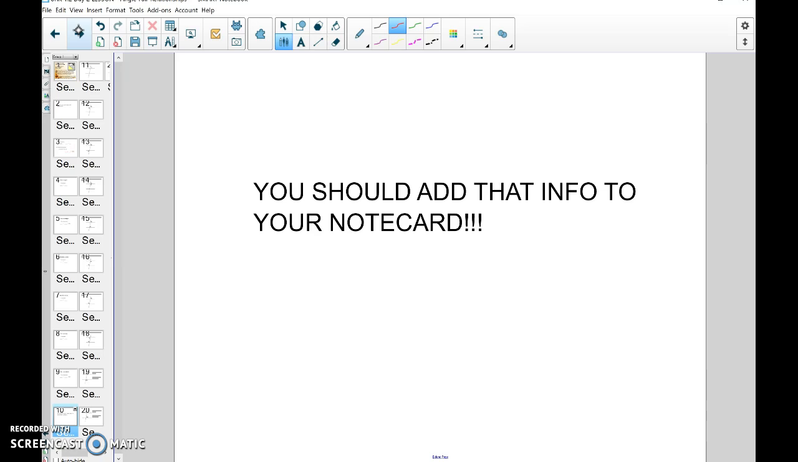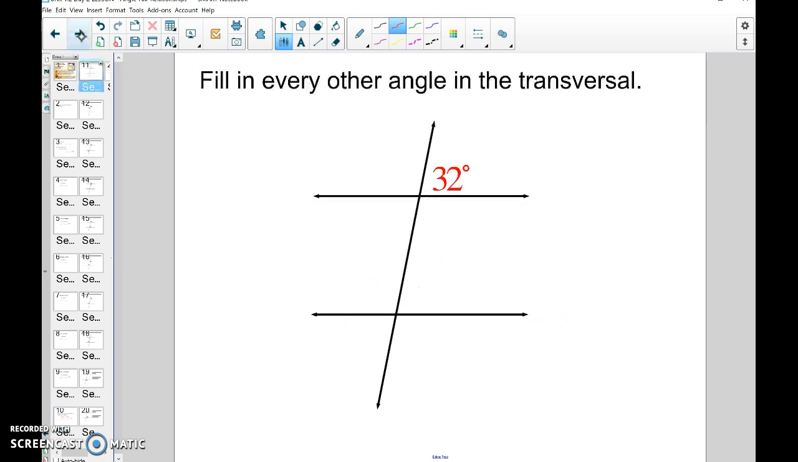So that bright neon colored note card, you should put on there either the word congruent or maybe the abbreviation like that, or supplementary depending on what it is, and then the little template. So those two pieces should be added to your note cards for each type of angle. All right, let's dig into today's stuff then.